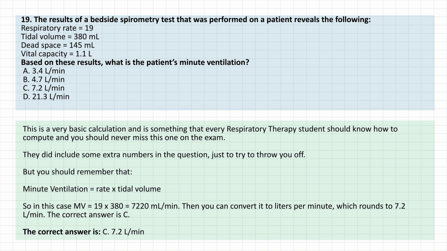They did include some extra numbers in the question, just to try to throw you off. But you should remember that minute ventilation equals the rate multiplied by the tidal volume. So, in this case, minute ventilation equals 19 by 380 equals 7,220 milliliters per minute. Then you can convert it to liters per minute, which rounds to 7.2 liters per minute. So now we know that the correct answer is C, 7.2 liters per minute.